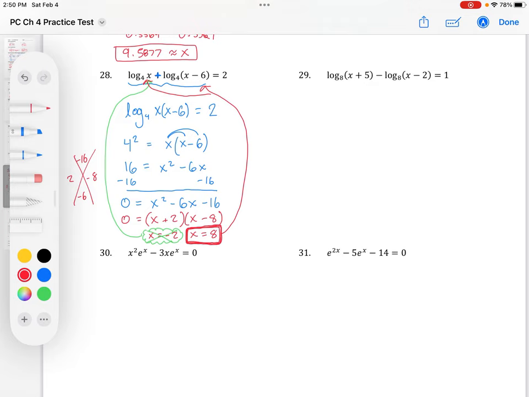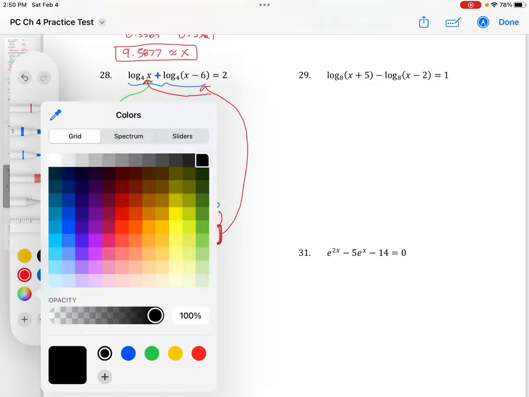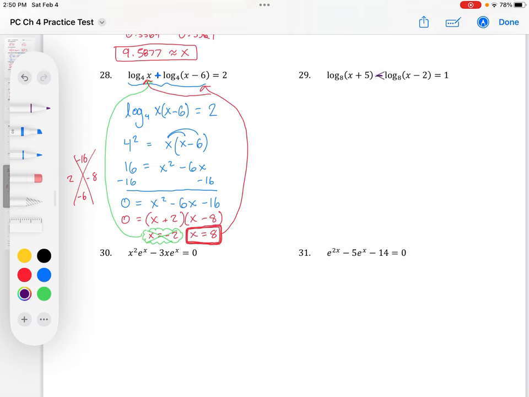All right, let's try another problem. So again, first thing we need to do here is condense this into a single log. So we're going to do that with a subtraction problem. So this is going to turn into a division or a quotient. So we have log base 8 of (x + 5)/(x - 2) equals 1.